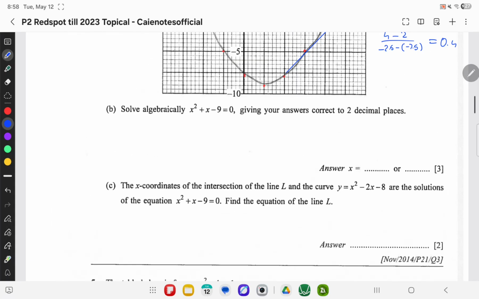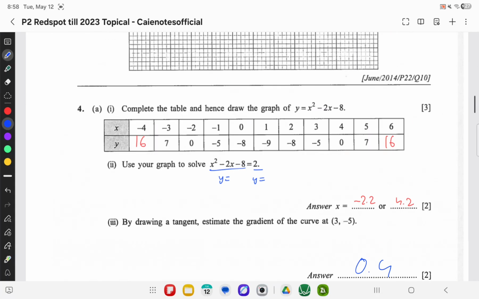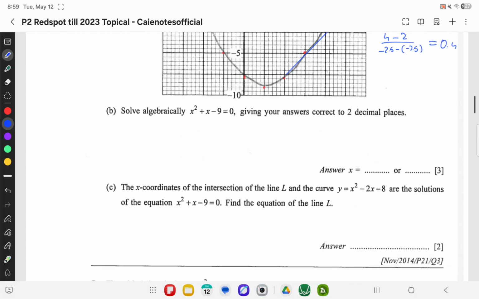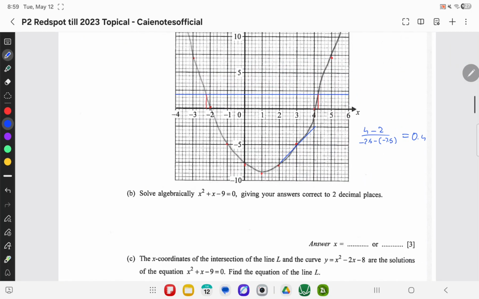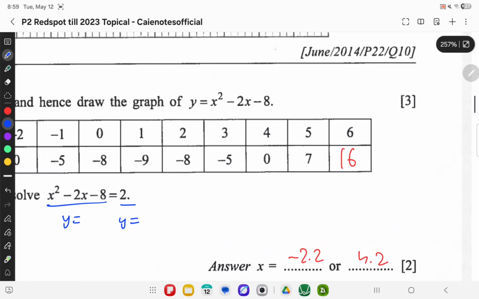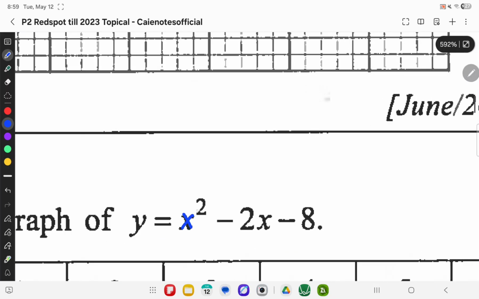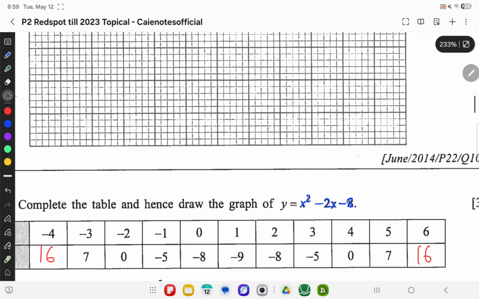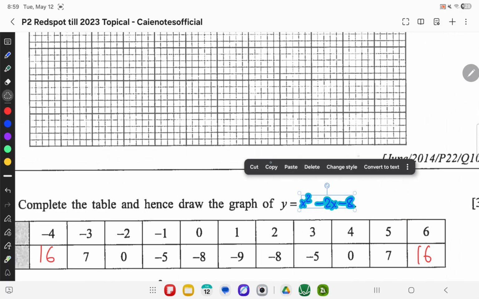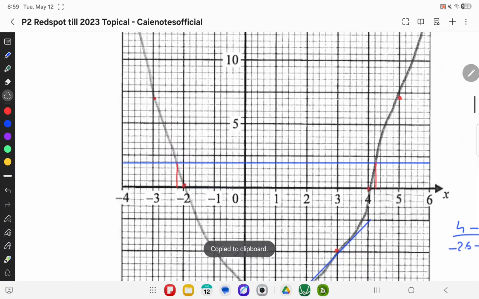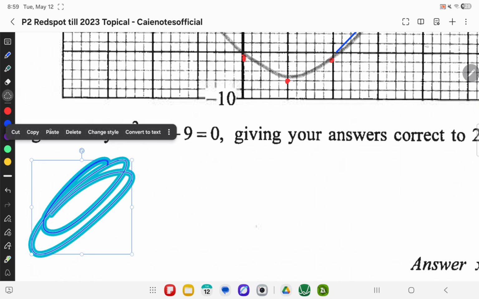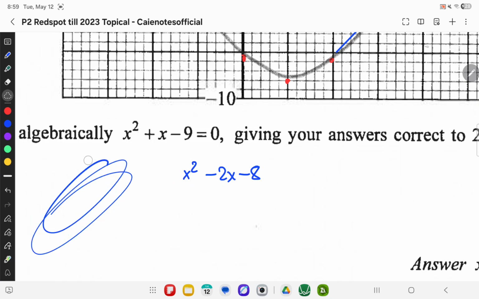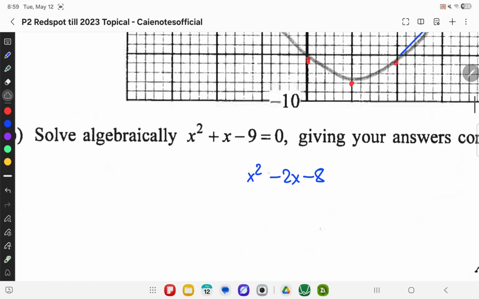And yeah, solve algebraically this equation: x squared plus x minus 9. We can do this without doing it algebraically. We're not trying to do a lot. We can cheat by using the curve itself. If I just copy this down here, I'll show you a trick. It's like illegal. Okay, paste. But here's a trick on how to solve this.